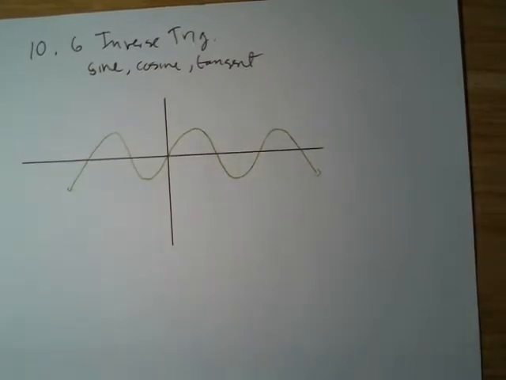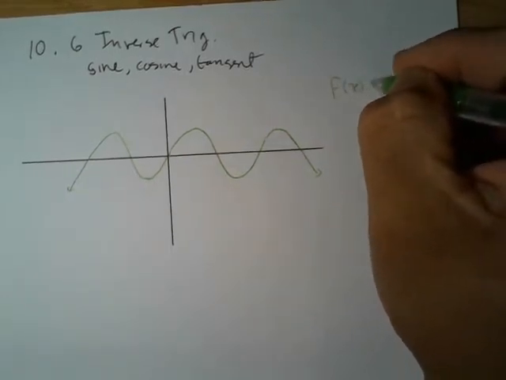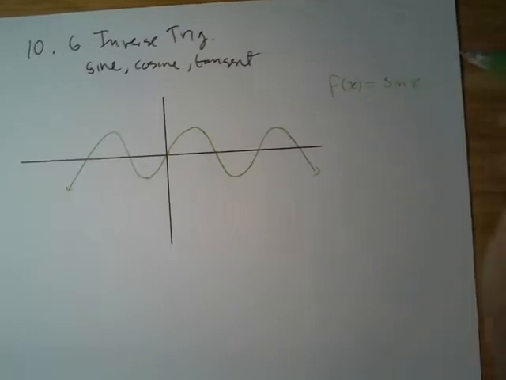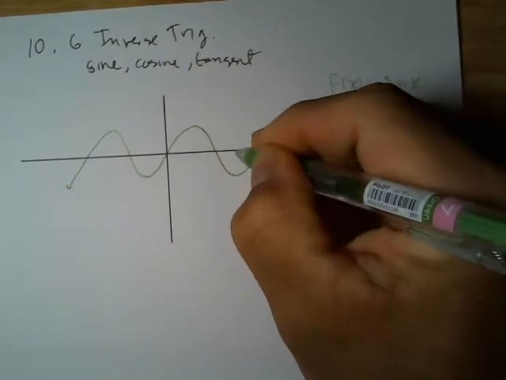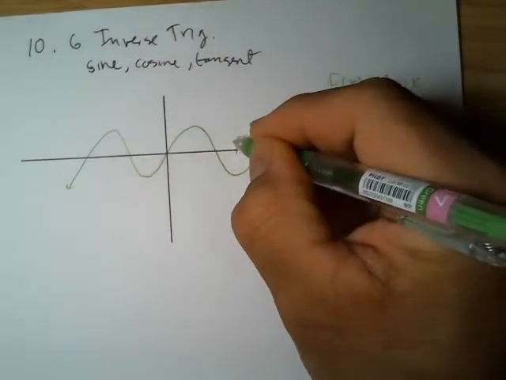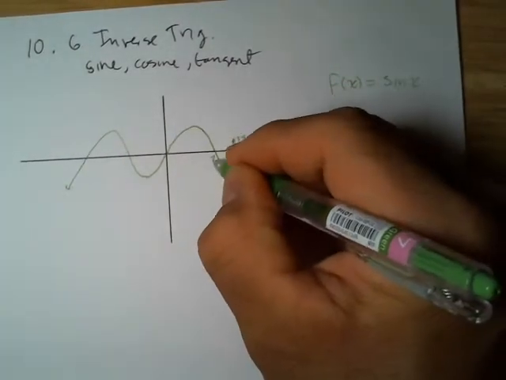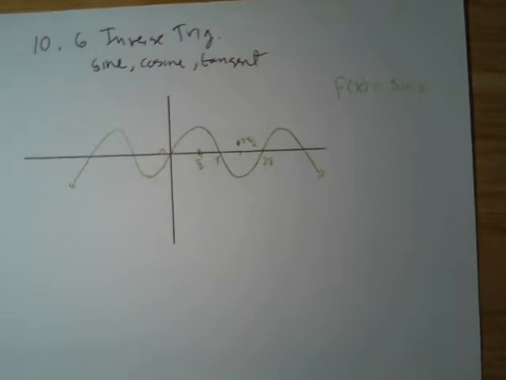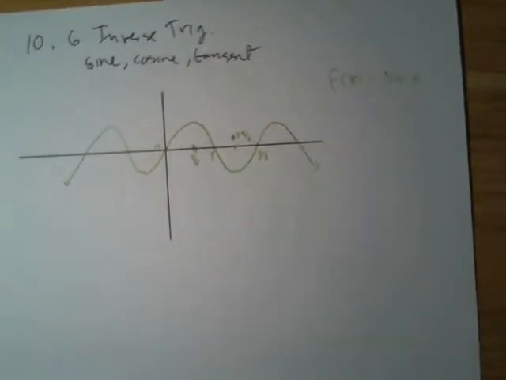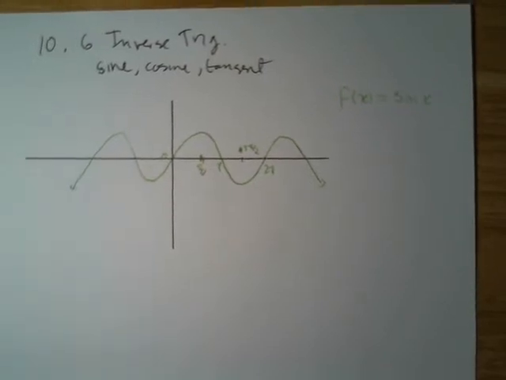So what we have here is the sine function, f of x is equal to sine of x. Now, let me mark off at least the first period here: negative 2 pi, negative 3 pi over 2, negative pi over 2, and of course 0.